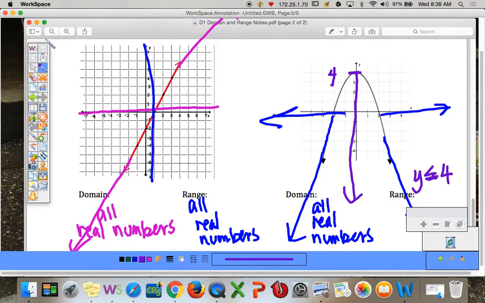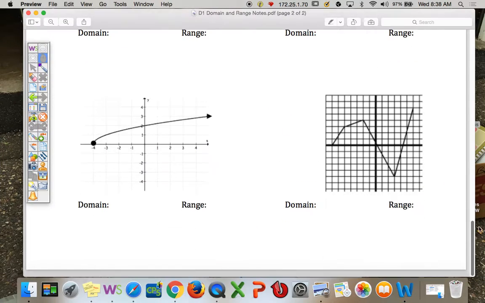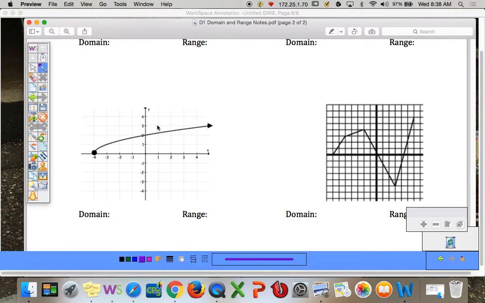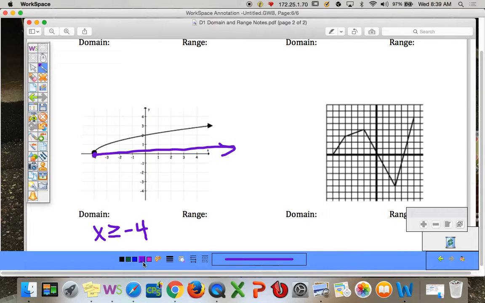Let's take a look at two more. This function is a square root function. If we take a look at the domain, the X values, the lowest X value is -4, but then it keeps going higher than that. So we say X is greater than or equal to -4. And the range is going to keep going up and up, but there's nothing below 0, so Y is greater than or equal to 0.